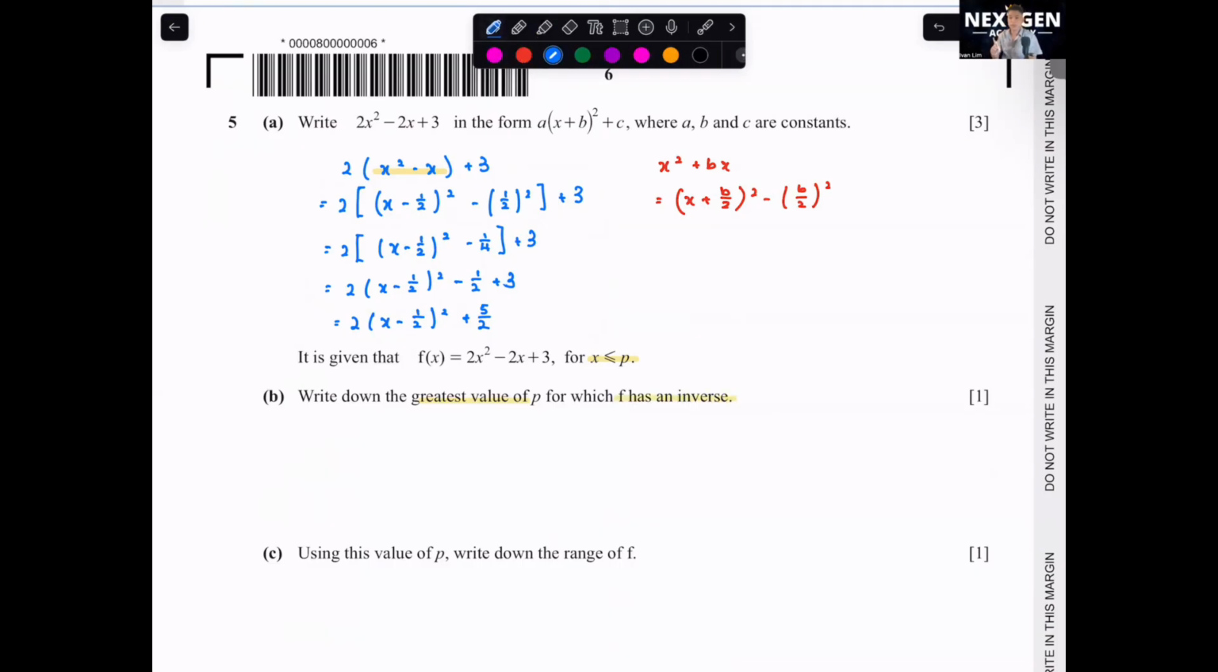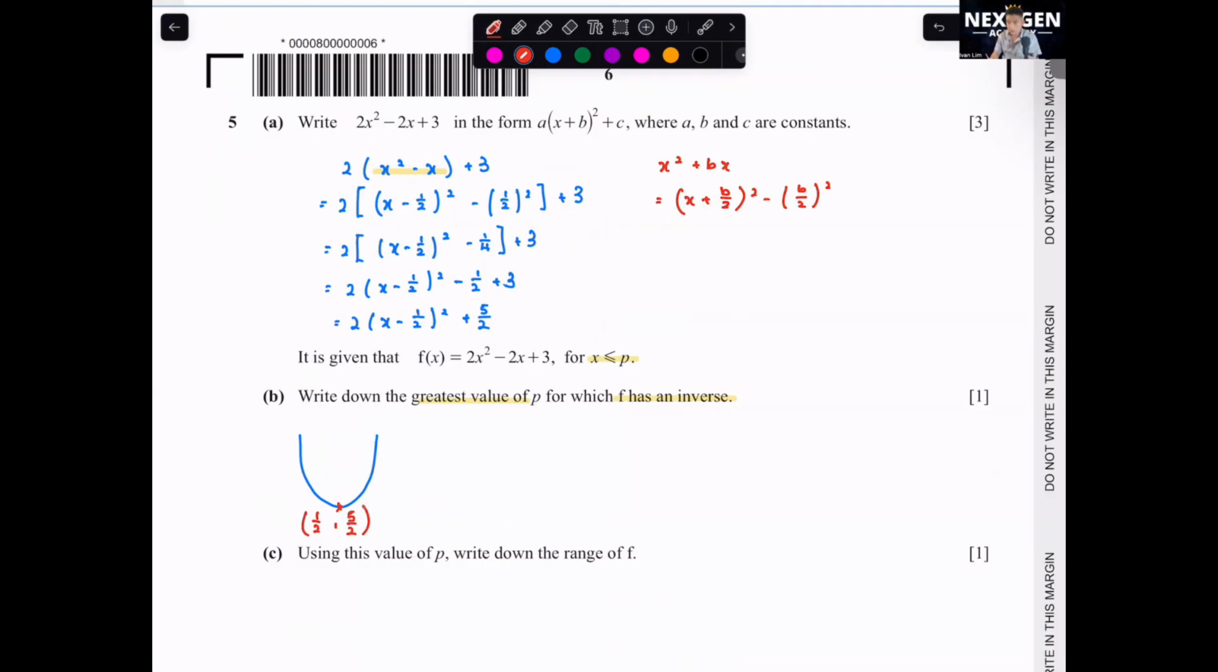When they say that they want a quadratic to have an inverse, what does it mean? Okay, this is a happy face graph. So your happy face graph, they ask you to find CTS because they want us to find the maximum or minimum point first. Okay, the minimum point is over here: 1 over 2, 5 over 2.